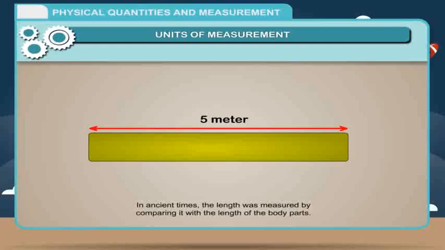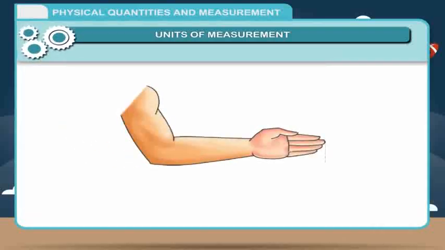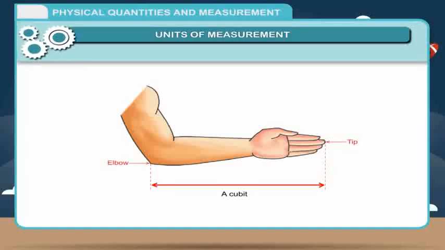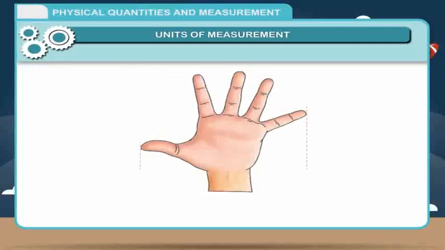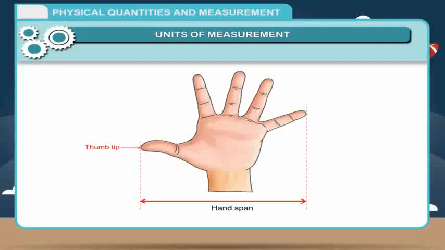In ancient times, the length was measured by comparing it with the length of the body parts. A cubit was the unit of length. 1 cubit was the length between tip of the fingers and the elbow. Similarly, a handspan was the length from the tip of the thumb to the tip of the little finger. These methods were inaccurate because the size of fingers differ from person to person.